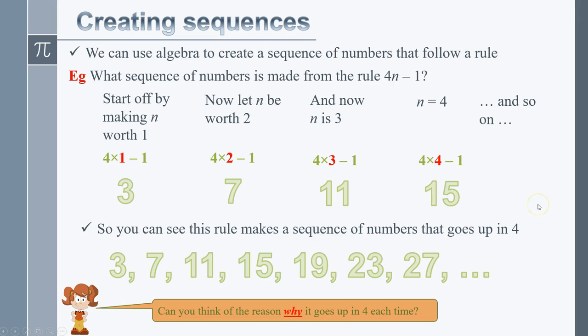Now, here's a question for you to think about. Just looking at that, why do you think that this number sequence goes up in 4 each time? What is it within the rule that means it's going up in 4? And I'll leave you to have a think about the answer to that question yourself.